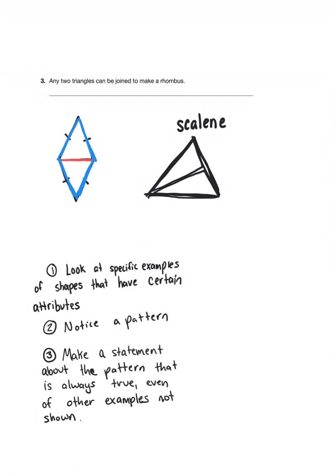Okay, so now we need to revise this generalization to say any two isosceles triangles can be joined together to make a rhombus. Remember that in the directions they asked us to provide an example that would prove that this is not a true statement the way it is. So you can also provide this example here of joining two scalene triangles together.